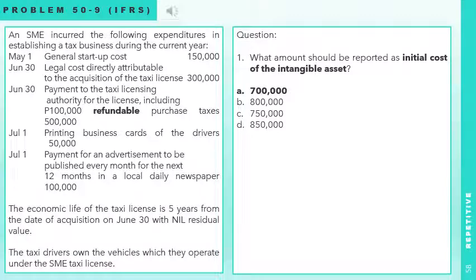Also, payment for an advertisement to be published every month for the next 12 months in a local daily newspaper amounting to 100,000. The economic life of the taxi license is 5 years from the date of acquisition on June 30 with nil residual value. The taxi drivers own the vehicles which they operate under the SME taxi license. So the question is, what amount should be reported as initial cost of intangible assets? A. 700,000, B. 800,000, C. 750,000, and letter D. 850,000.